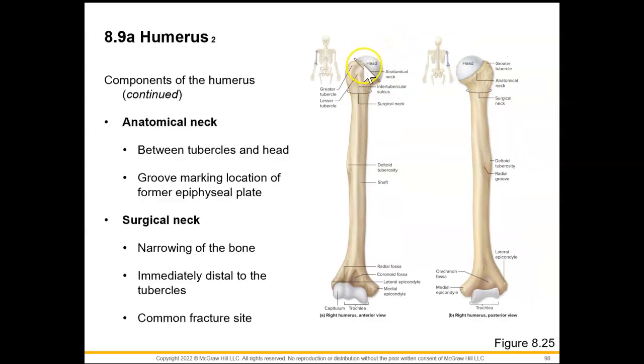Just below the head, we're going to have an anatomical neck. It is found proximal to the tubercles of the humerus, and it's going to be a groove marking the location of a former epiphyseal plate. We also have another neck in here called the surgical neck, and this is where we have a narrowing of our humerus, and it's found immediately distal to the tubercles. And this was named surgical neck because it is a common fracture site.